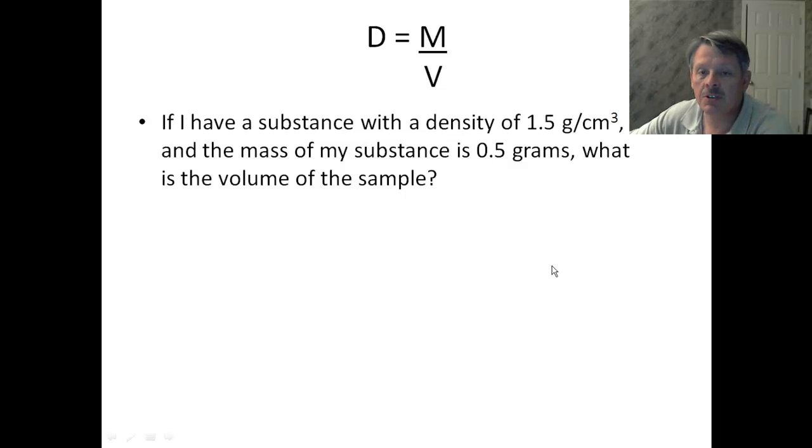How about this one? Give this a shot. Pause the video, figure it out. Don't wait for me to do it. Pause the video. Okay. I have a density of 1.5 grams per cubic centimeter. And the mass of my substance is, mass goes on top, 0.5 grams. So, what's the volume of the sample? Well, it has to be 1/3 of that number. It's going to be 0.5 divided by 1.5, which is 1/3, which is 0.333 repeating.